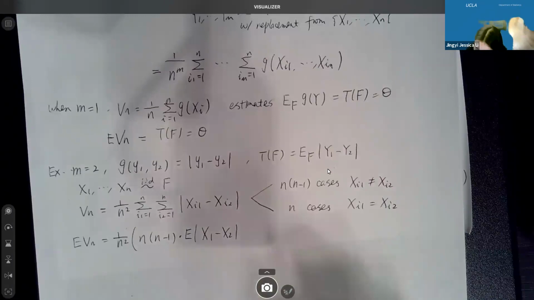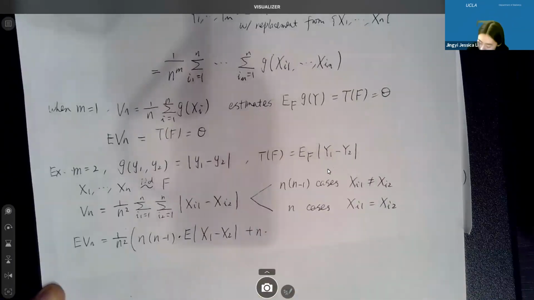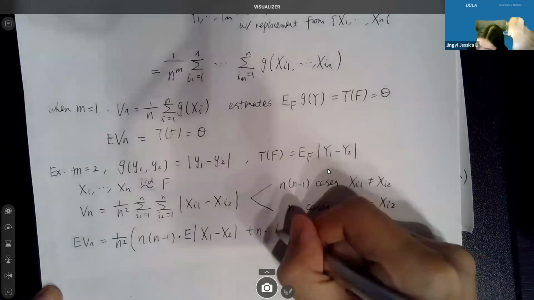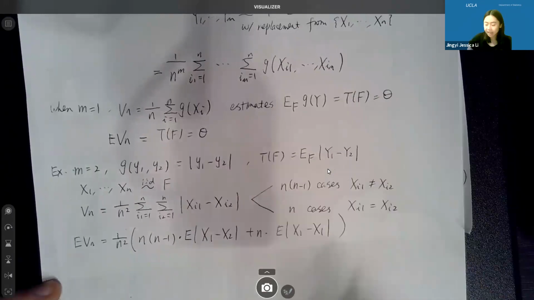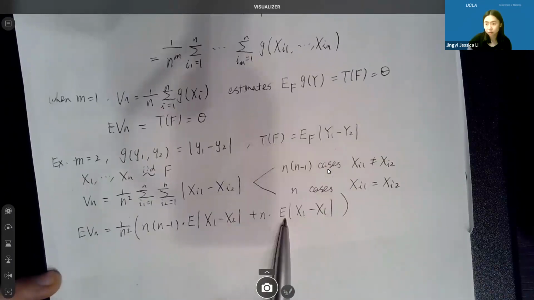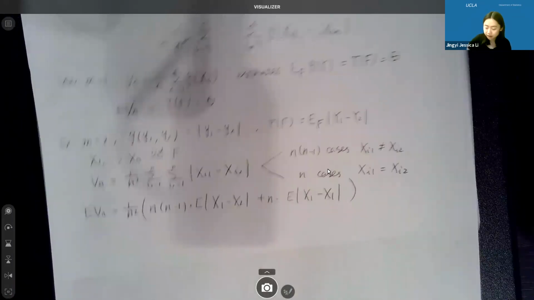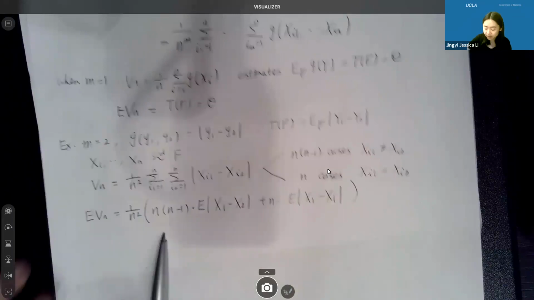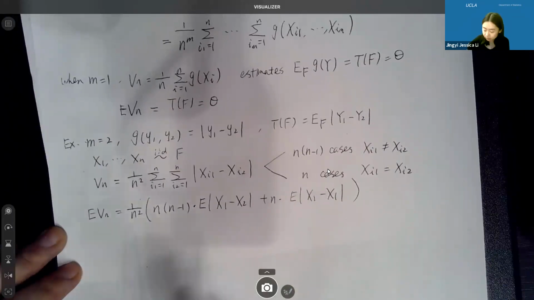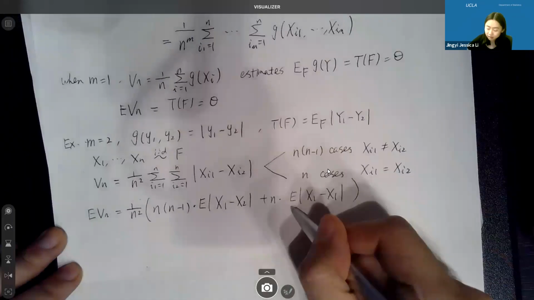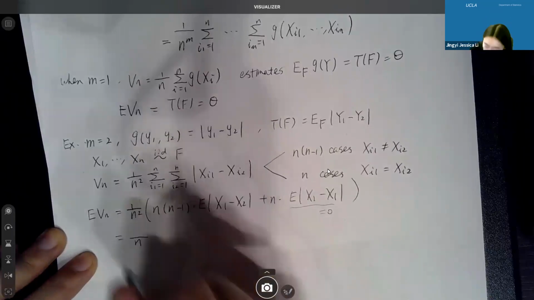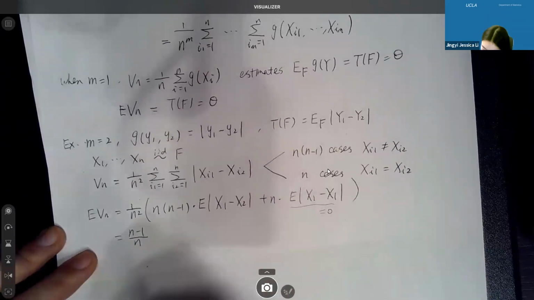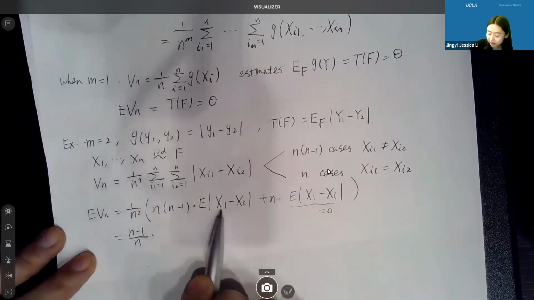And for the remaining n cases, I can write just x1 minus x1 as a representative. So clearly, for the n cases here, the expectation will be 0, because the itself minus itself gives me 0. So then I'm only left with the former n times n minus 1 cases, and I can cancel the n. So I'm left with n minus 1 over n times the expectation of x1 minus x2.